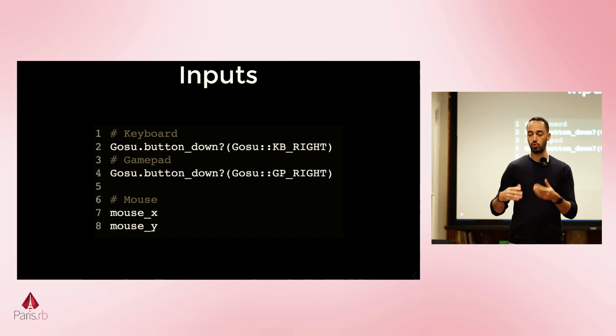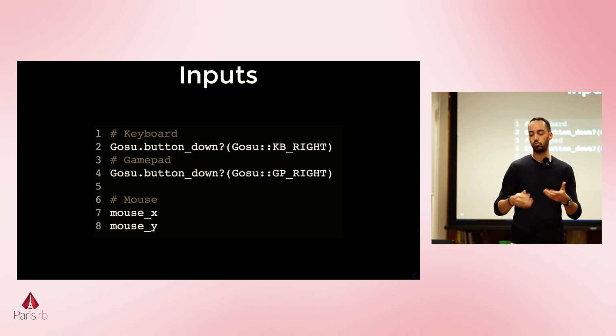So the more common method in Gosu is button down. You pass a constant, which will be a key from your keyboard. So for example, in the second line, it will return true if I press the right key and false if the key is not pressed. One cool thing with Gosu is that you can really easily handle gamepads because it's just other constants. And so you can use a gamepad for your game.